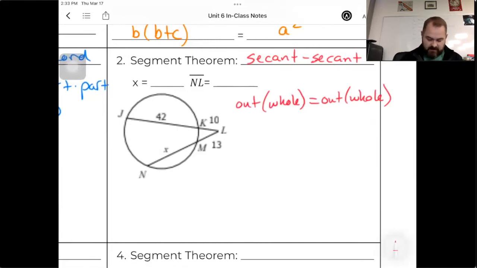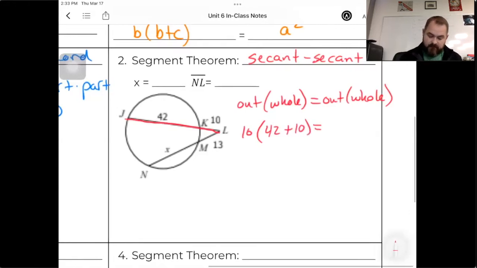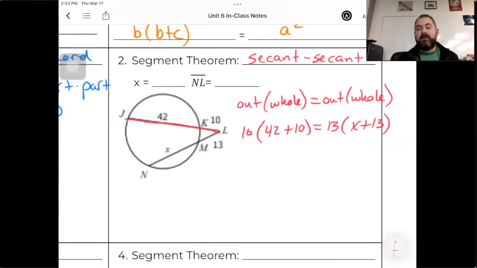So if I choose to do JL as my first secant, the outside part is 10. The whole thing is 42 plus 10. Remember, we get the whole thing by adding them together. For the other secant line, the outside part is 13. The whole thing is x plus 13. Now, I want you to be very careful. X plus 13 inside here, this does not equal 13x. You have to leave that as x plus 13.